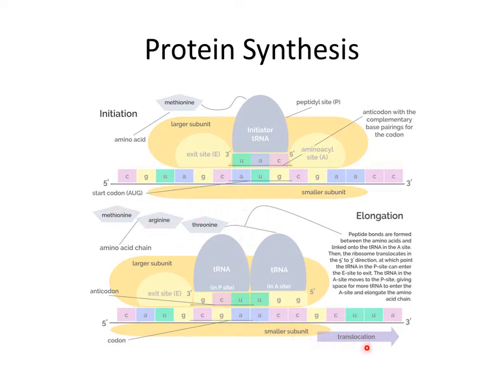Later, by the process of translocation, each of these tRNAs will move one step to the left. That is, the tRNA in the P site, which is now empty and devoid of any amino acid, will move to the E site, and the other one in the A site, which contains the amino acid chain, will move to the P site, and a new tRNA containing a new amino acid will bind to the A site. Now let's see where our drugs act.